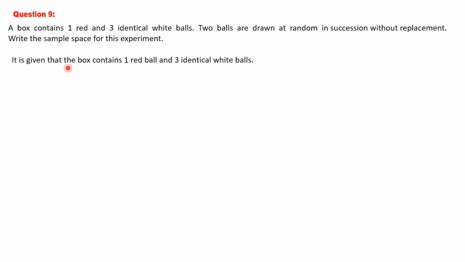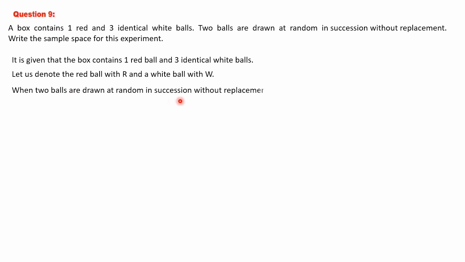Here it is given that a box contains one red and 3 identical white balls. That is a condition. Let us denote the red ball with R and the white ball with W. When two balls are drawn at random in succession without replacement, the sample space is given by S is equal to: first one is red, then second one may be white; again first one may be white and the second one is red; and first one is white, second one also white.